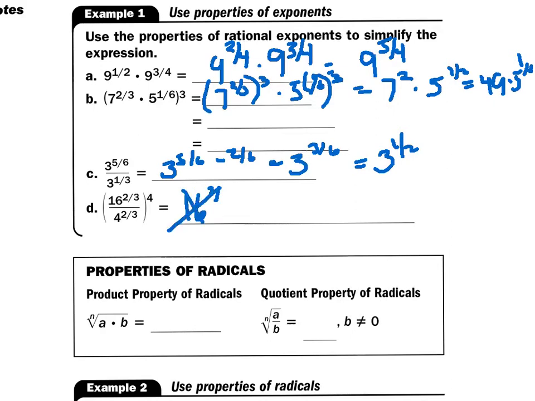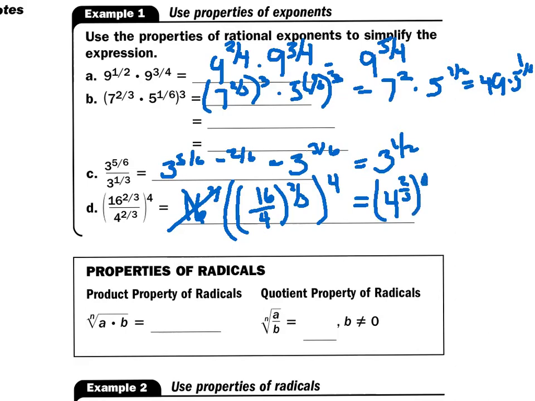So let's pull that 2/3 out then. So 16 over 4 to the 2/3, and all that raised to the 4th power. So that would be 16 over 4 is 4, to the 2/3 to the 4th power. And then we need to multiply that out to say 4 to the 8/3.